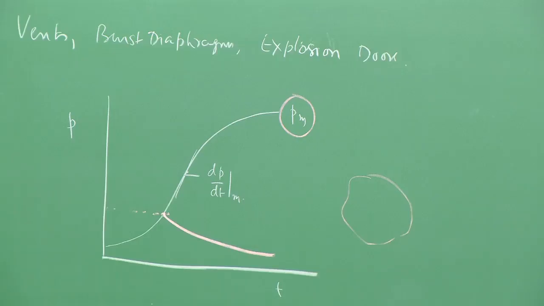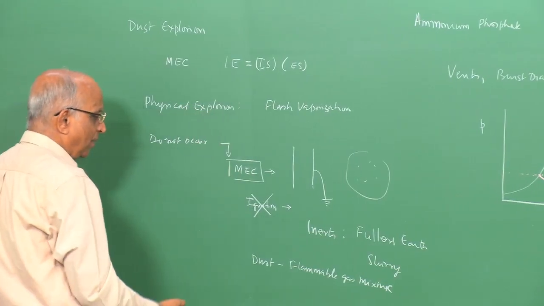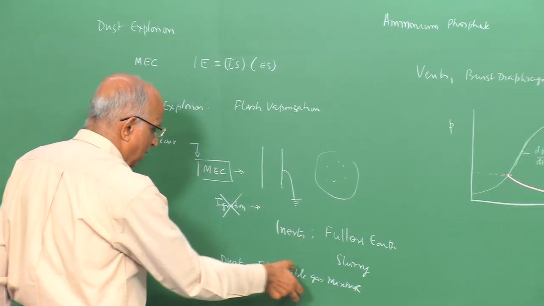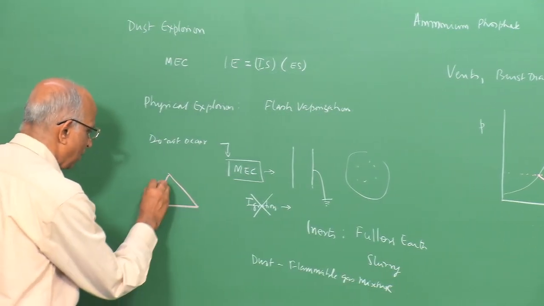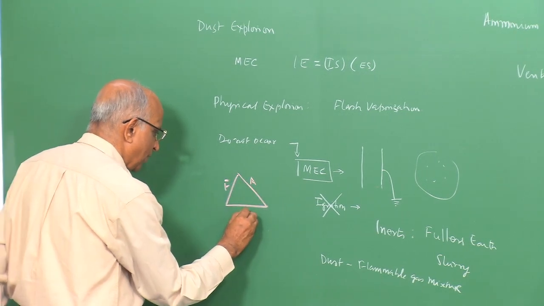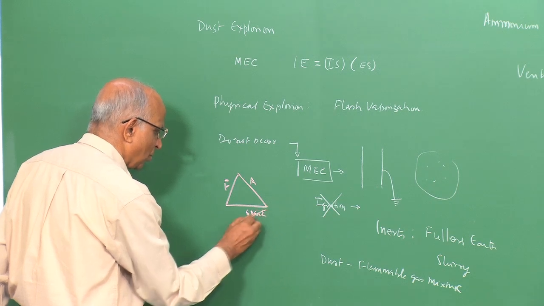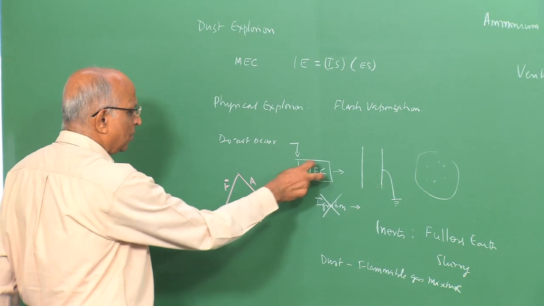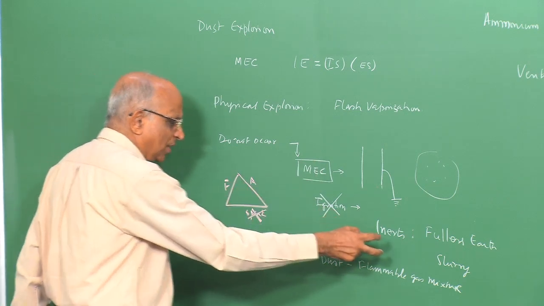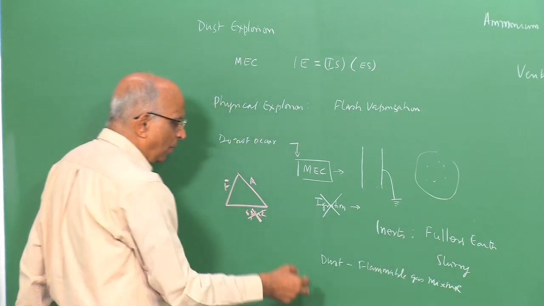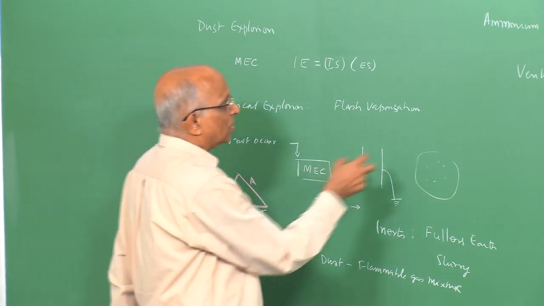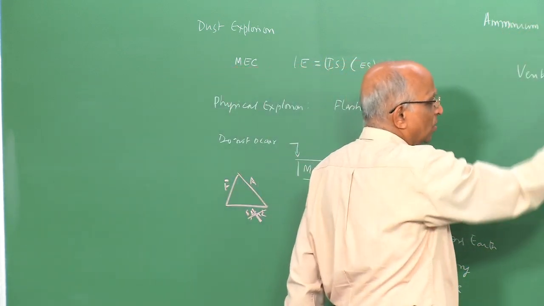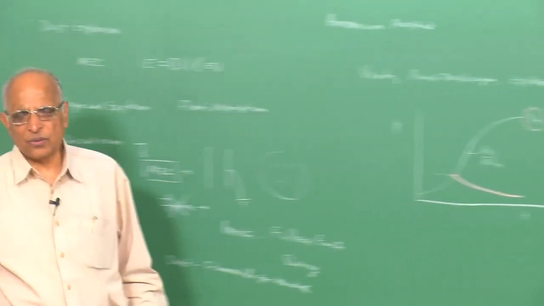Therefore, the methods of preventing a dust explosion, or taking some precautions, are, maybe try to see that accidental sparks are not there, such that the fire triangle is not complete. You have fuel, you have air, and the ignition source is removed. Or maybe bring down the minimum explosive concentration by Fuller's earth or otherwise, or using slurry. Or else you just ensure that some chemical inhibitors like ammonium phosphate are added, which brings down the rate of the reaction. This is the method of controlling a dust explosion.